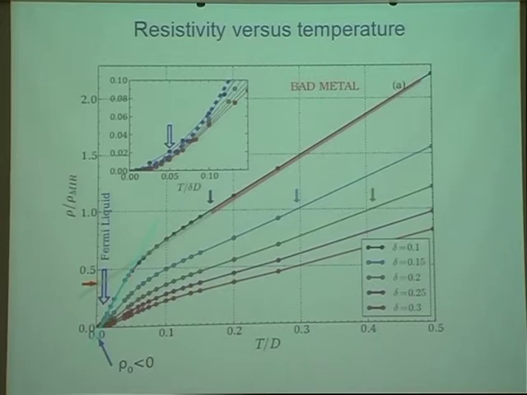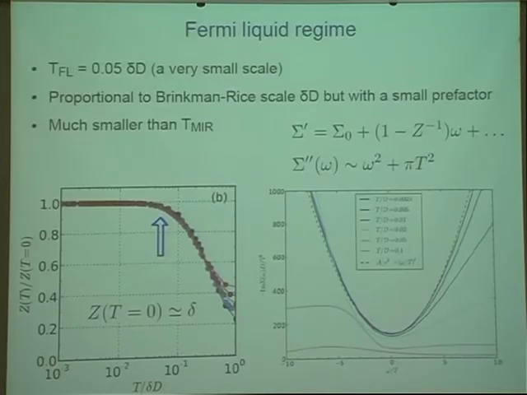Then it has a first linear behavior, a kink to a second linear behavior, and above the Mott-Ioffe-Regel limit, we have this linear resistivity. So that's the generic look of the resistivity versus temperature. If I really go down to low temperatures and look at this Fermi liquid regime, first of all, the temperature is really small.